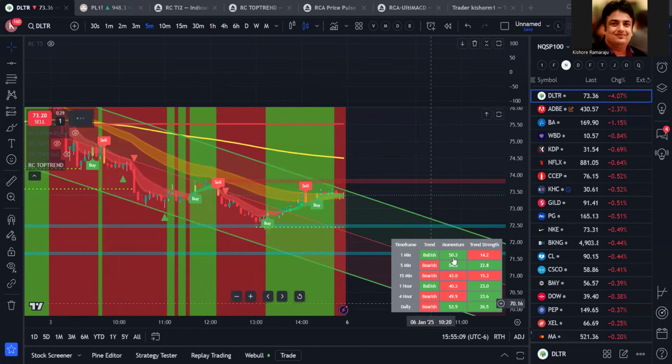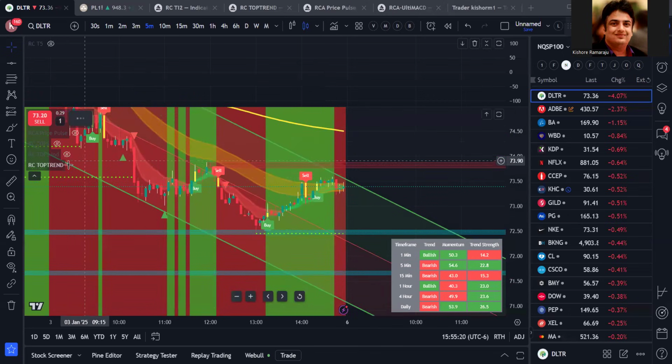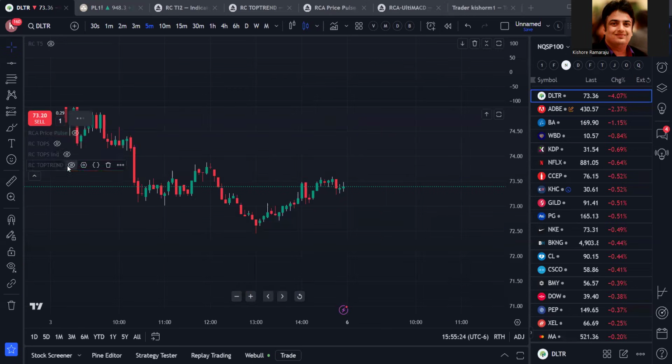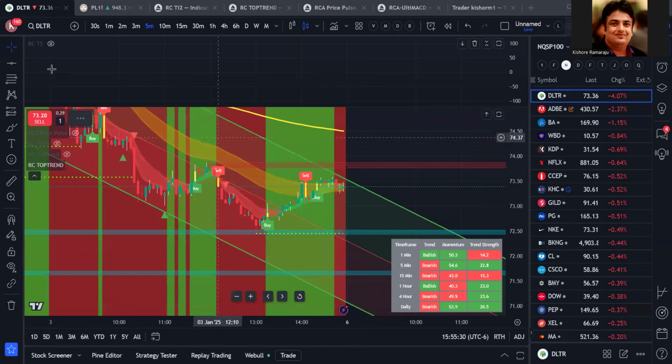Because I know it is overall looking bearish. I got a super sell, and it is not close to a support. There can be a big drop on that. So that is the Top Trend. Again, there are some members who are making huge profits with Price Pulse and T5. There are some members who are making nice profits with Top Trend.